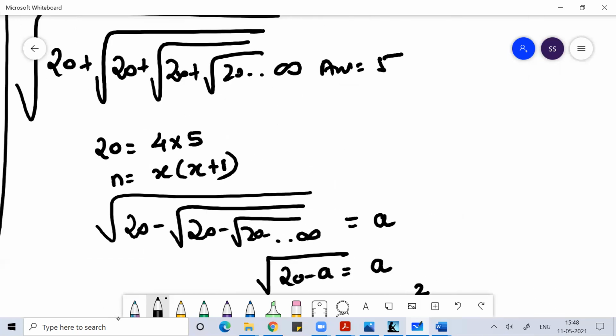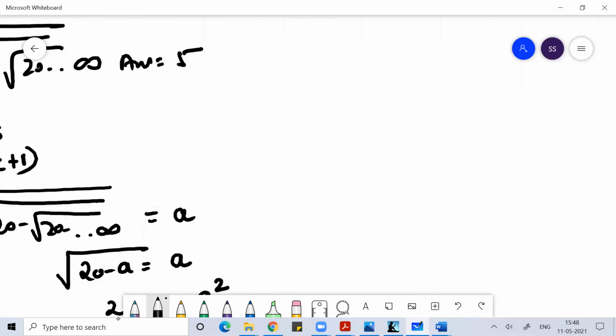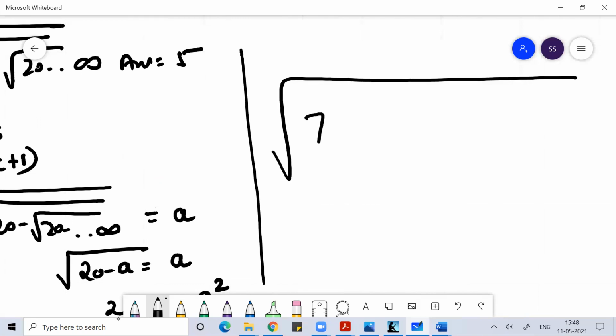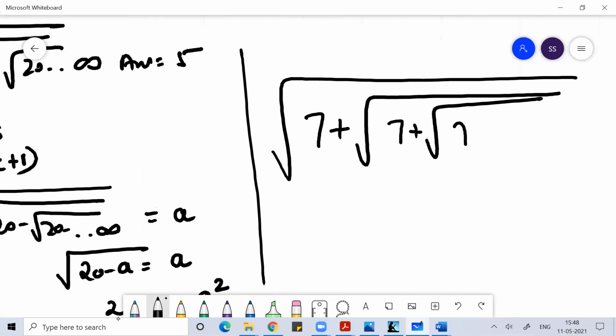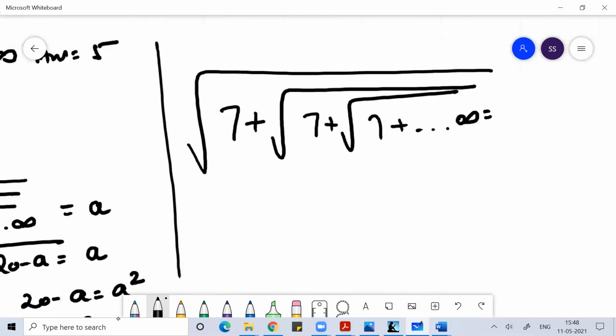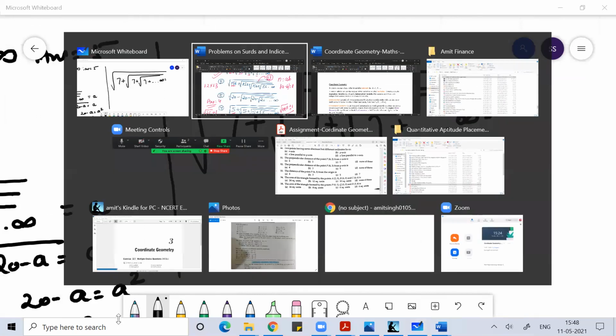So these methods are there now. You can ask me, sir, I understood whatever you are telling me, but it's not like there will always be a problem like this. Suppose a question like this comes. Now you know that 7 is a prime number, so it can't be done this way. So what is the shortcut formula?